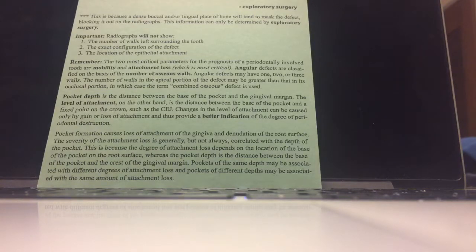Pocket formation causes loss of attachment of the gingiva and denudation of the root surface. The severity of the attachment loss is generally, but not always, correlated with the depth of the pocket. This is because the degree of attachment loss depends on the location of the base of the pocket on the root surface, whereas the pocket depth is the distance between the base of the pocket and the crest of the gingival margin. Pockets of the same depth may be associated with different degrees of attachment loss, and pockets of different depths may be associated with the same amount of attachment loss.